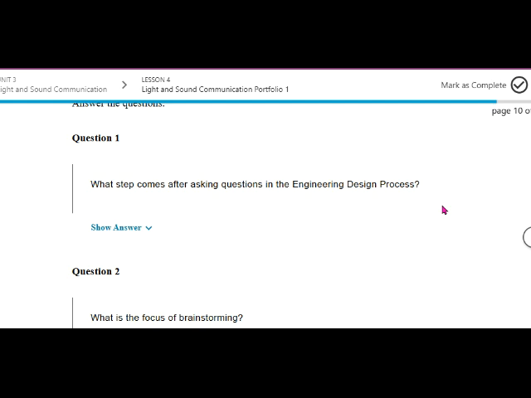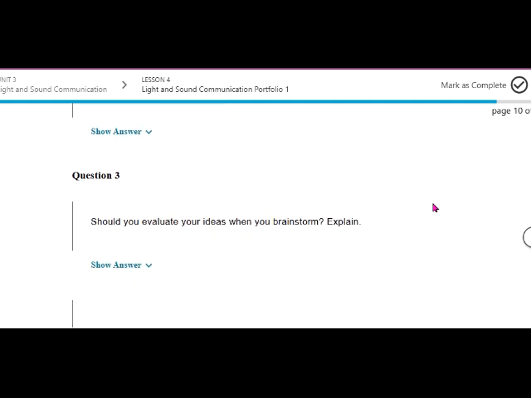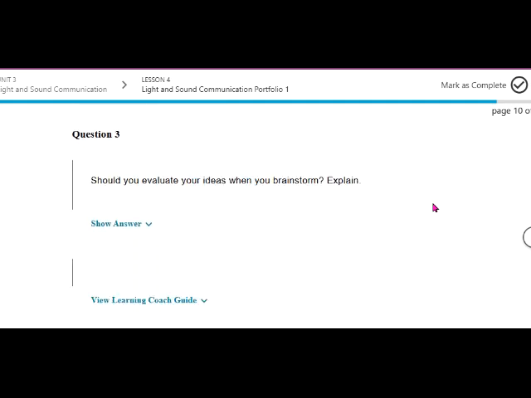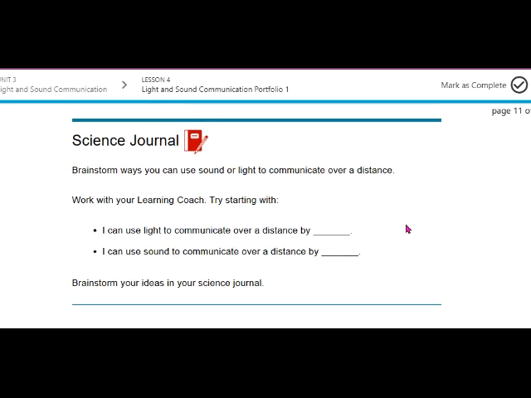What step comes after asking questions in the engineering design process? What is the focus of brainstorming? Should you evaluate your ideas when you brainstorm? So should you see if they're really possible or not? All right, so here's our next step that we're going to be turning in to our teacher.